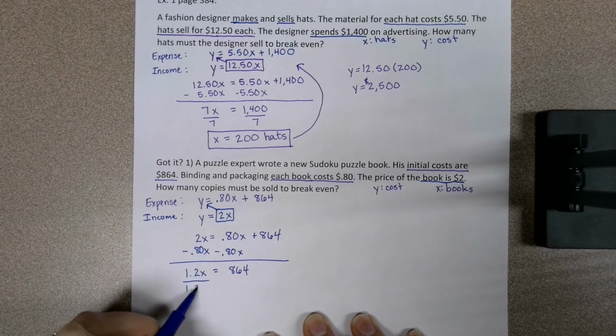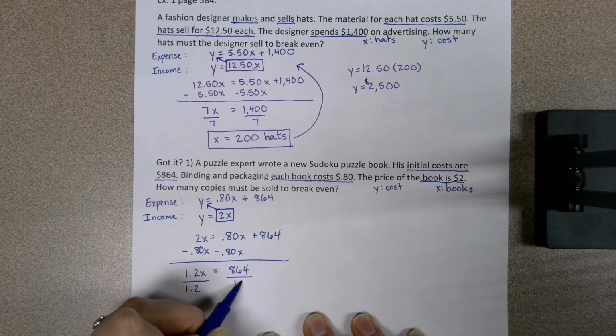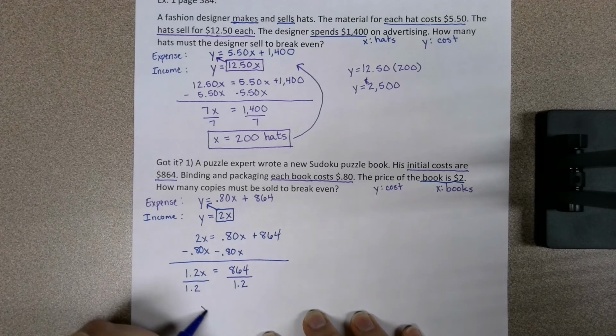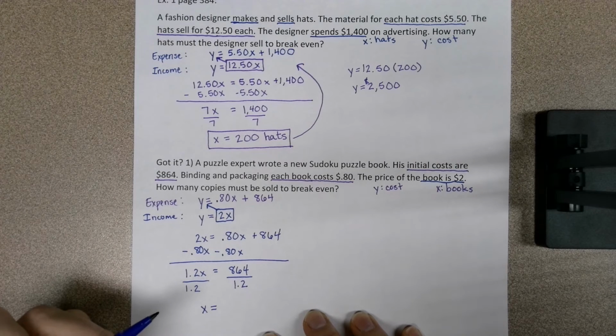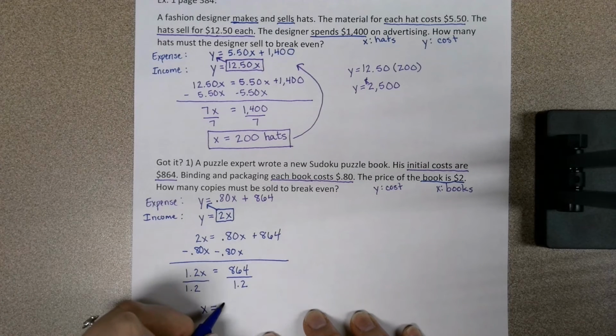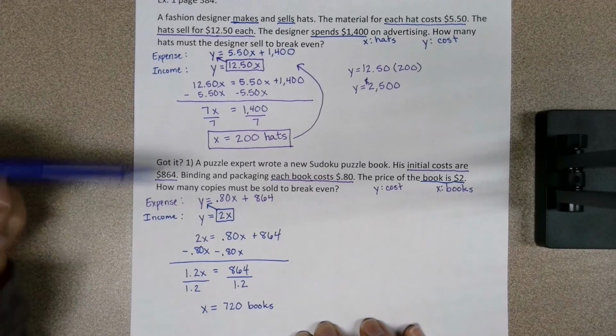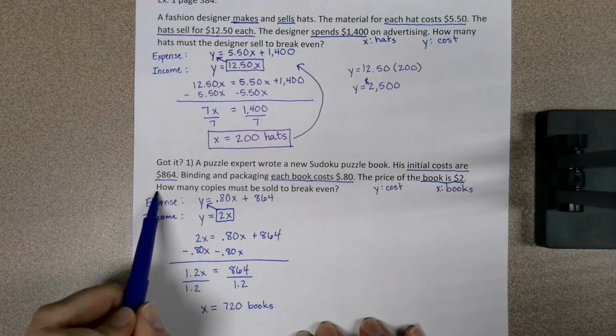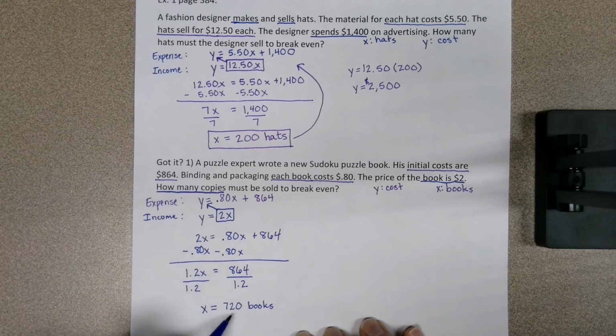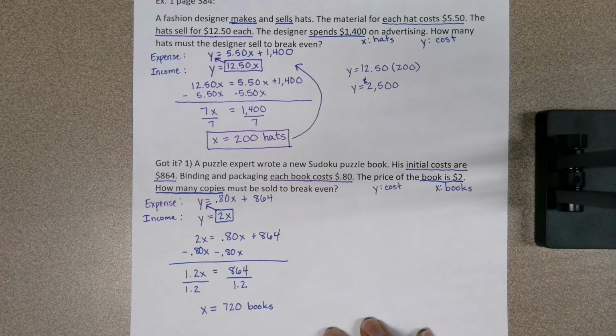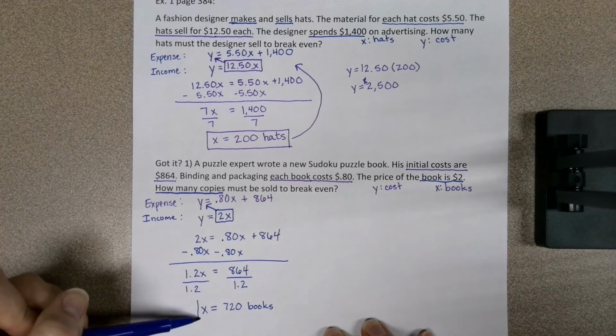Divide by 1 2/10, leaving us with X is equal to 720. X again represents books, so we can label that. We wanted to answer the question of how many copies must be sold. Well, 720 copies of the books would need to be sold.